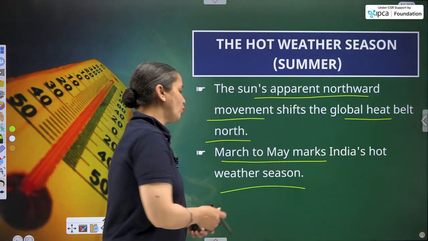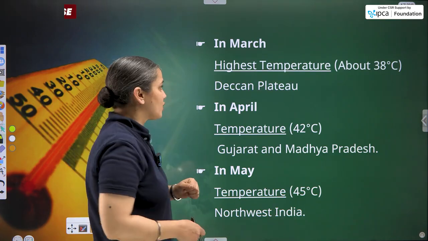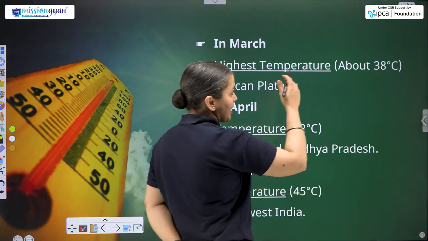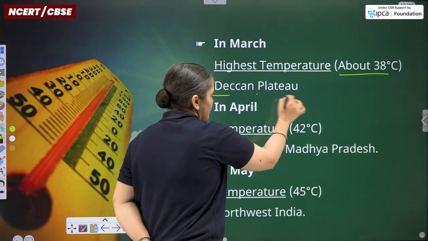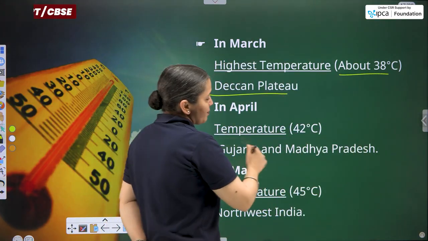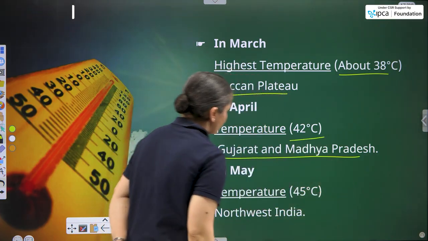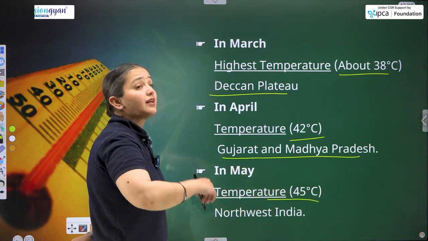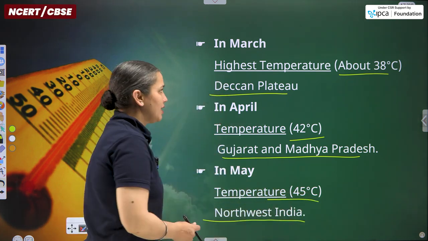India's hot weather season. Within this, we have a variety of temperatures. In March, the highest temperature goes above 38 degrees Celsius within the Deccan Plateau. In April, temperature rises up to 42 degrees Celsius within the Gujarat and Madhya Pradesh region, and in May, temperature rises up to 45 and can cross 45 degrees Celsius within northwest India.